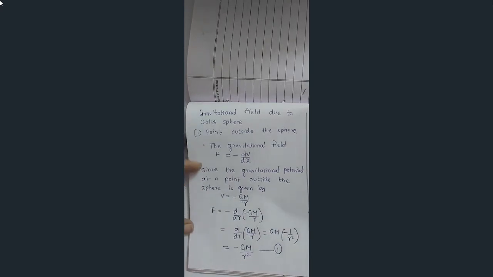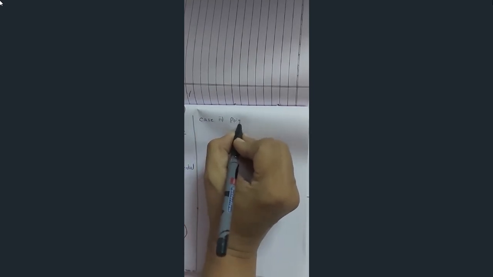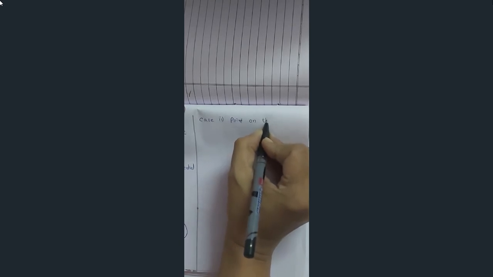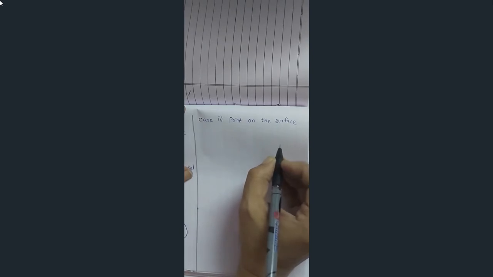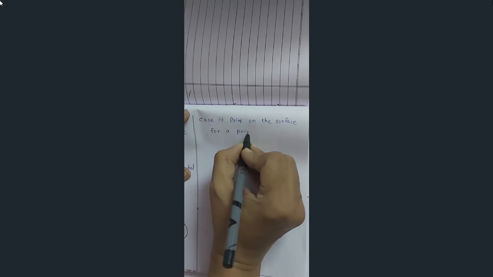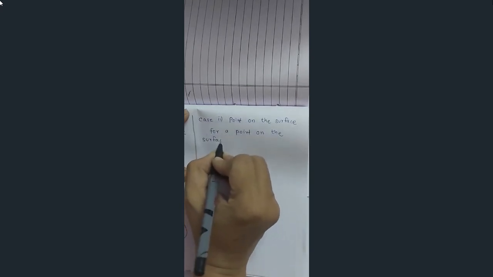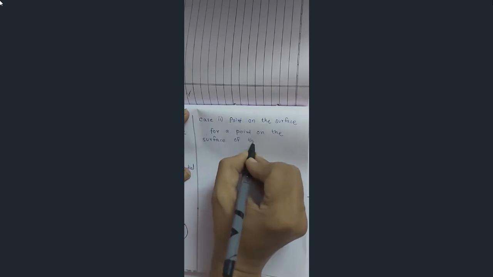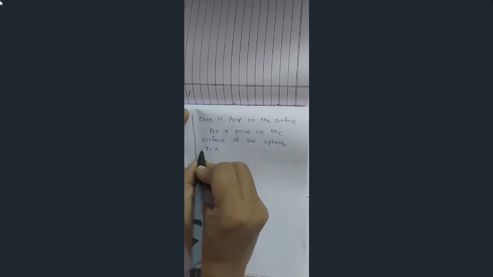Now let us see the case 2. Case 2 is point on the surface. So we already know for a point on the surface of the sphere, r is equal to a.